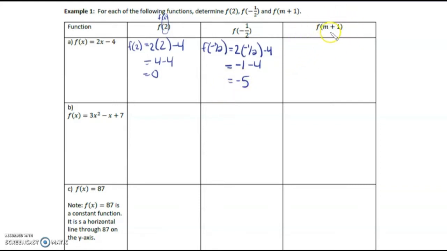The general form where we're given an actual expression is a little bit more complicated, but not too bad. So f at m plus 1 equals 2 times m plus 1 minus 4. What we're going to do is distribute that in. So we get 2m plus 2 minus 4, and we can collect like terms, 2m minus 2.